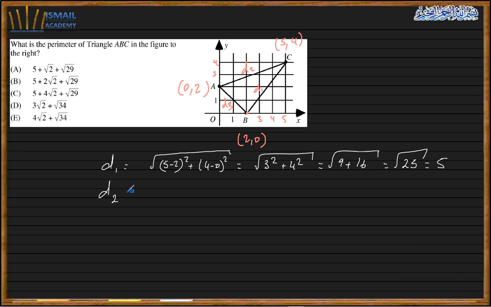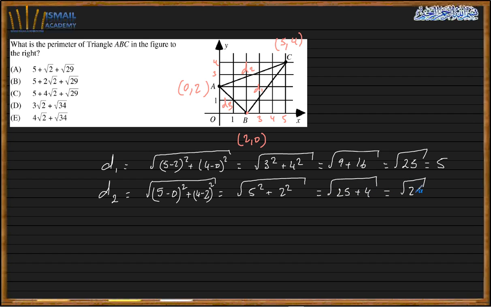So d2 is the square root of (5 minus 0) squared plus (4 minus 2) squared. It is the square root of 5 squared plus 2 squared, which is the square root of 25 plus 4, the square root of 29.